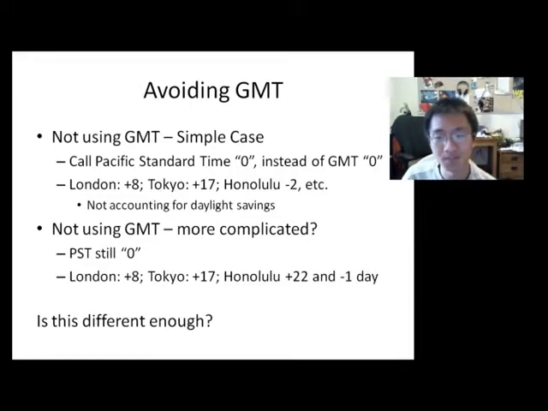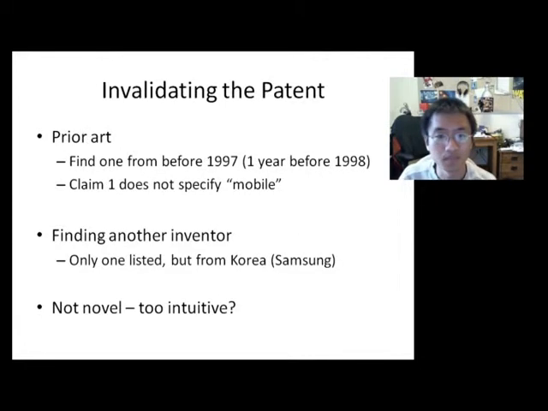Although this would not use GMT, it's possible that the courts will not allow this to be used as a reason that Apple's not infringing on this patent because it's very similar.